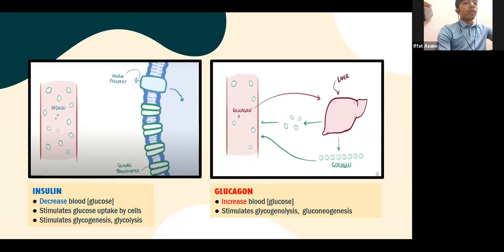This glucose will be released into the blood, so that it will increase the blood glucose concentration, to form the fuel for our body to get energy. So this is the normal physiology. So what happens in diabetes mellitus? In diabetes mellitus, the blood glucose regulation process is impaired, which will lead to a high level of glucose in the body. So how does it occur?